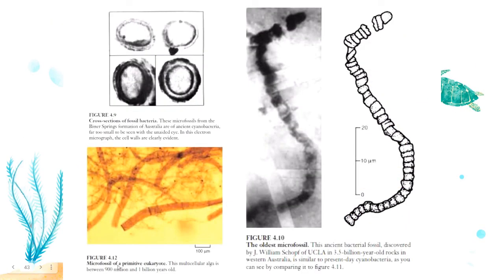Now, this is a microfossil of a primitive eukaryote. This is a multicellular alga between 900 million and 1 billion years old. And this is the oldest microfossil, a bacterial fossil discovered by J. William Schopf of UCLA, determined to be around 3.5 billion years old, found in Western Australia. And this is quite similar to the structure of present-day cyanobacteria.